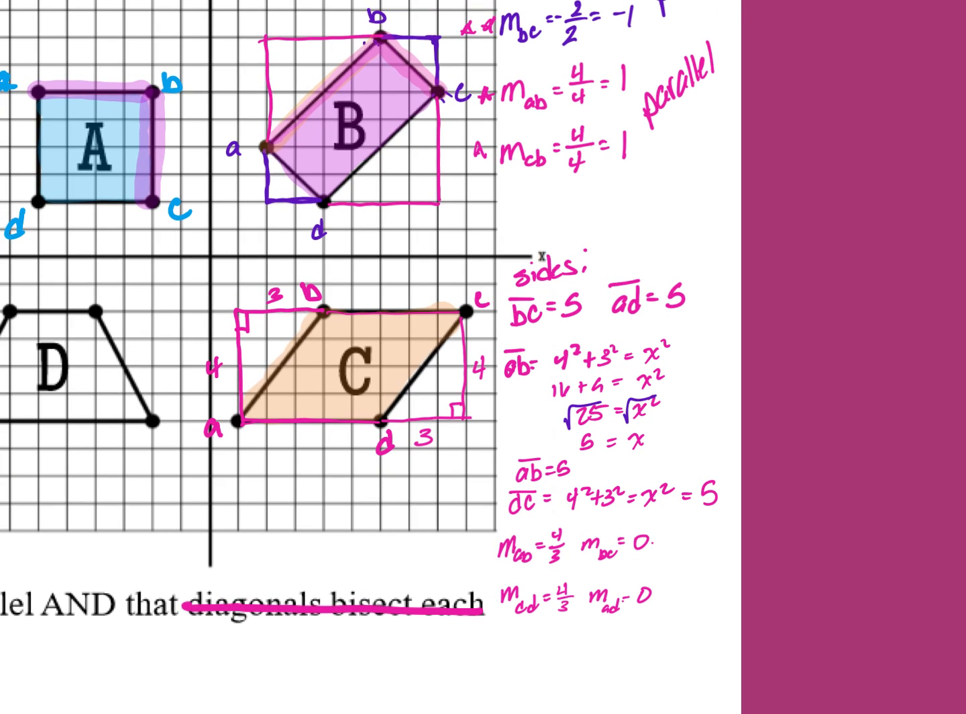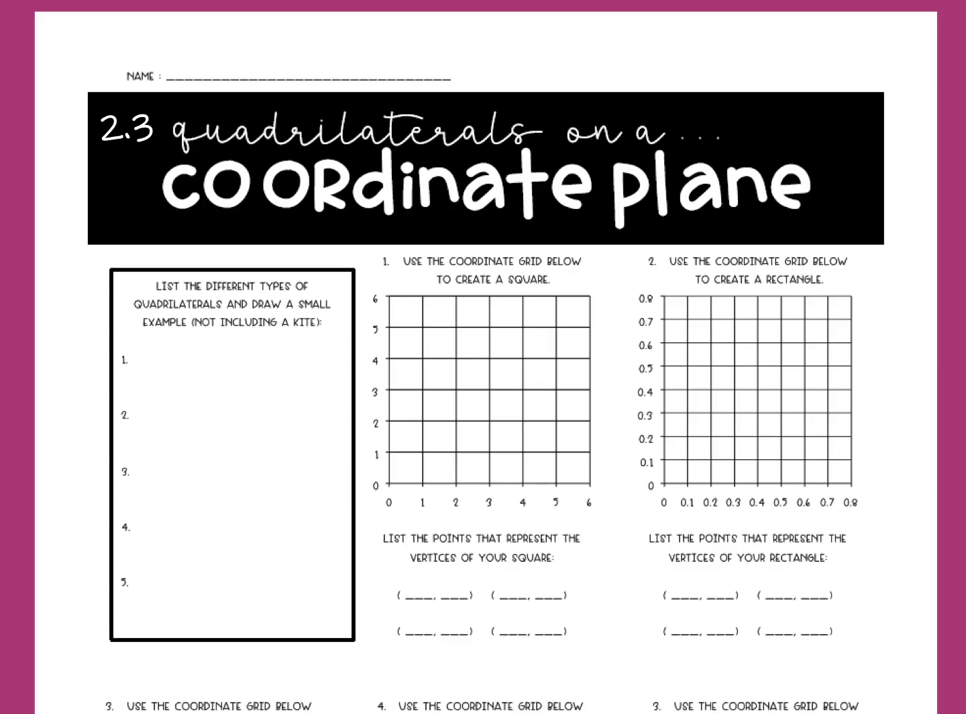Don't worry, we're going to do more of this tomorrow. Okay? So now let's go to your next page. We're going to do a few of this together, and then you guys are going to finish it on your own. Take a picture, upload it. Okay, list the different types of quadrilaterals and draw a small example, not including a kite, because we didn't talk about kite. Go.